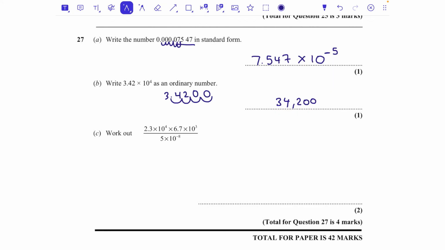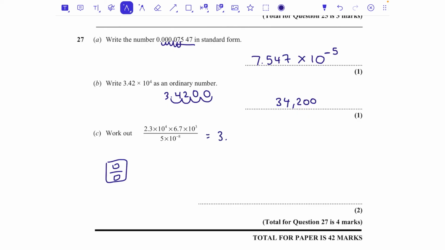Okay, and then for part C, work out this. Now I'm actually going to type this exactly as it is in my calculator. So first I'm going to use that fraction button, which you should have on your Casio calculators, and I'm going to put 2.3 times 10 to the power of 4 times 6.7 times 10 to the power of 3. And then I'm going to press that down arrow, come down to the denominator and write 5 times 10 to the power of -8. So you can use your calculator to put in any power that you want.